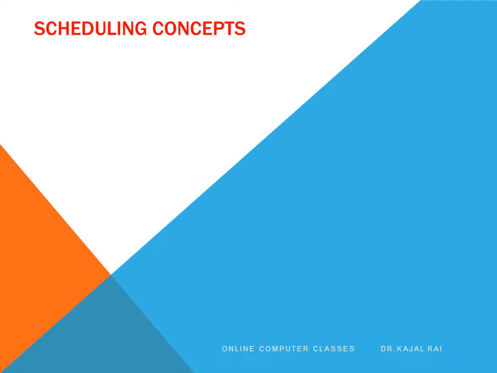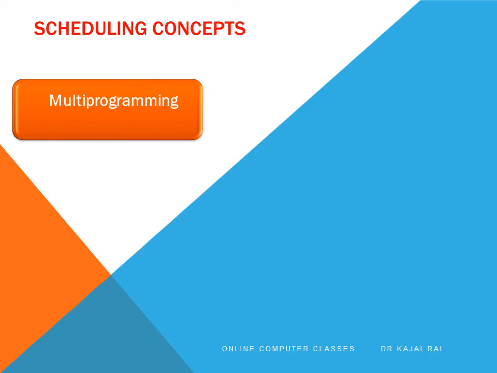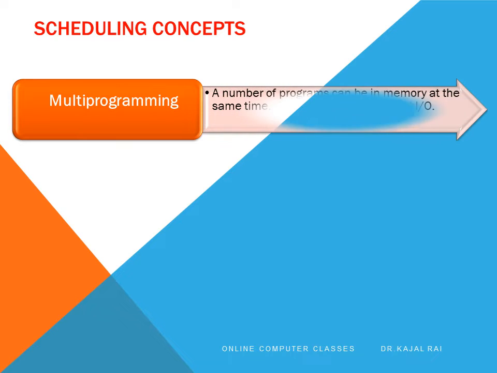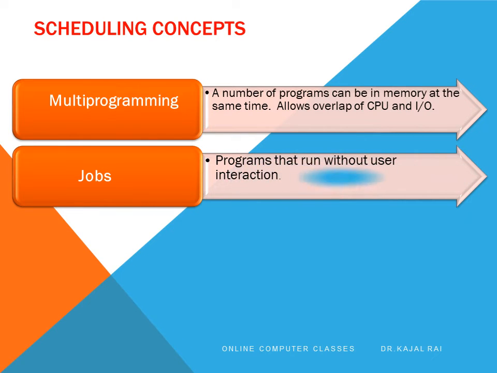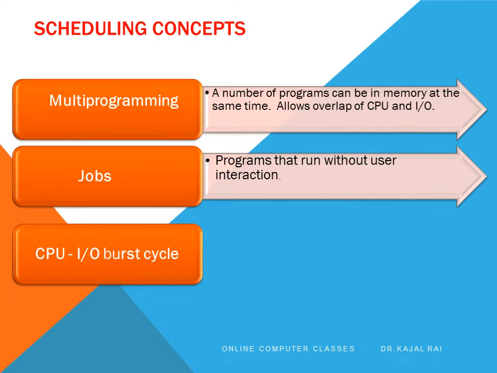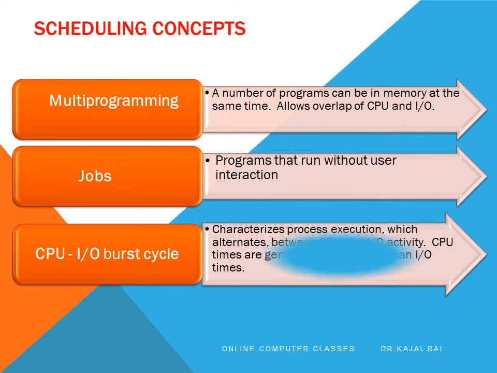Now first look at some basic concepts of scheduling. First is multi-programming. Multi-programming is basically the number of programs that can be in memory at the same time, and it allows the overlap of CPU and IO bursts. Next, jobs. What are jobs? Jobs are basically programs that run without any user interaction, that run independently. Now, what is the CPU and IO burst cycle? Its characteristic is that process execution alternates between CPU and IO activities. CPU times are generally much shorter than the IO times, the input output times.